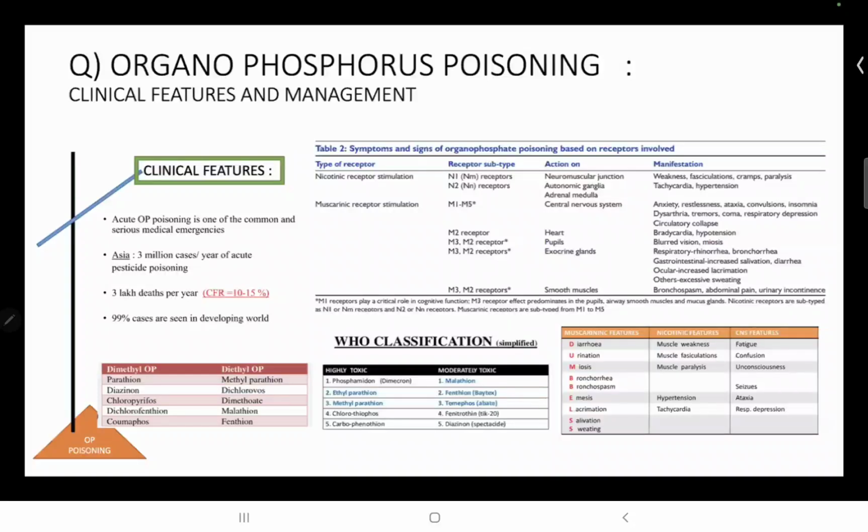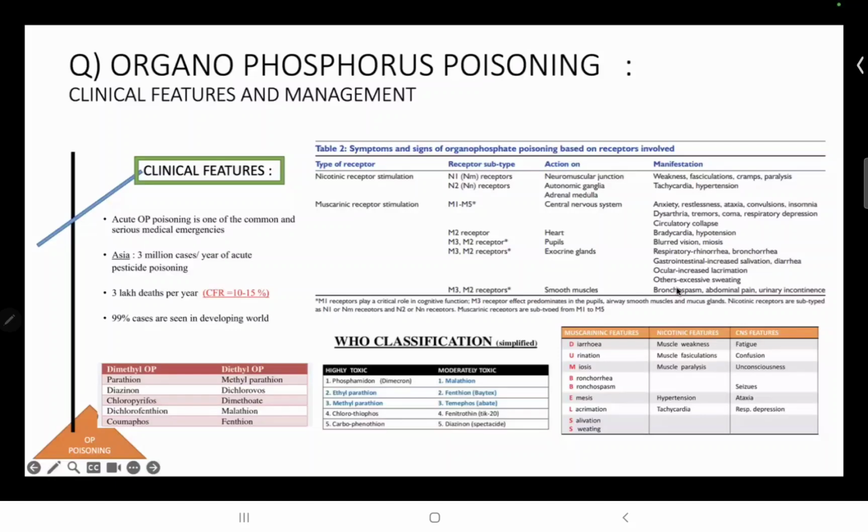In your mind, rather than starting arbitrarily A to Z. No, the question asked about clinical features. So you can just start with the clinical features. What are the basic symptoms and signs? And again, have one structure like nicotinic receptor stimulation, muscarinic receptor stimulation. And on the basis of the receptor involvement, the manifestations are like this.